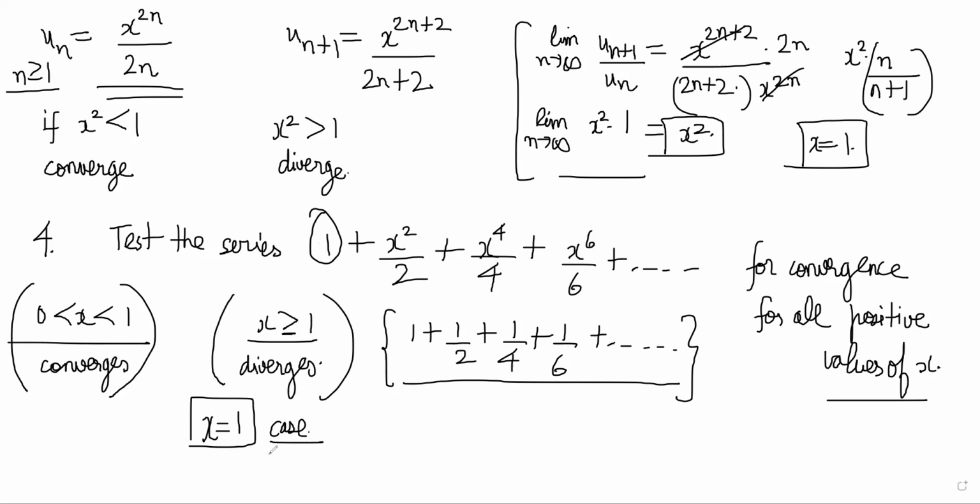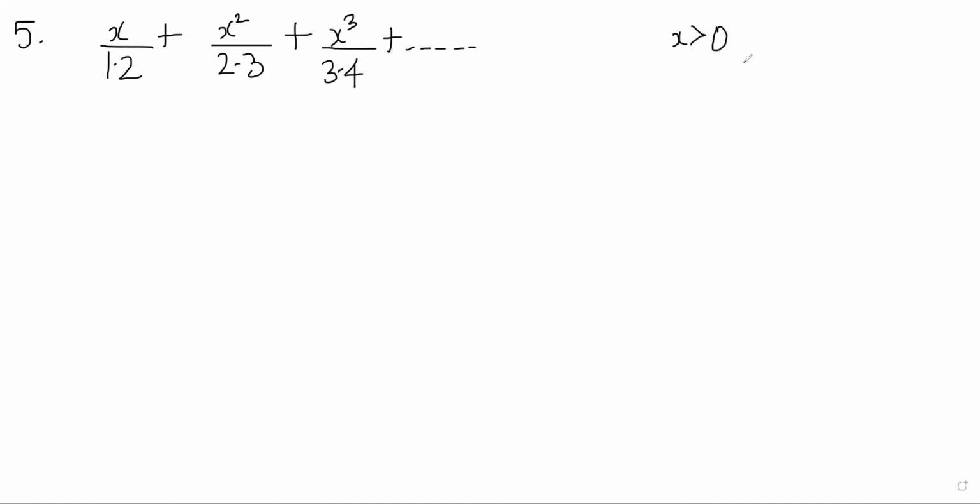For example, do this one. Suppose you have the series x by 1 into 2 plus x squared by 2 into 3 plus x cubed by 3 into 4 and so on, for x greater than 0. Find out whether it converges or diverges and for what values of x.